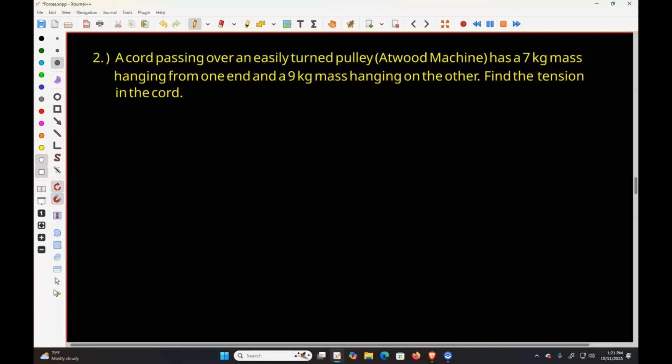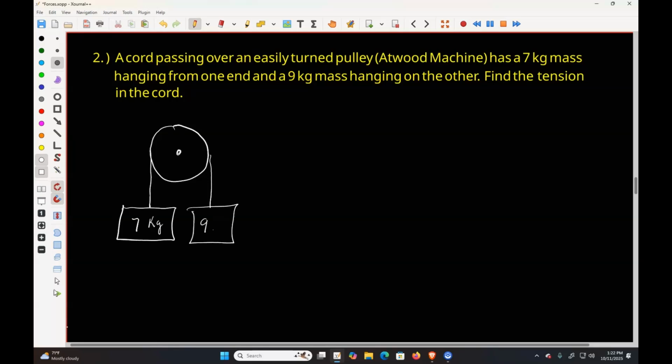In the next problem, I have a cord passing over an easily turned pulley, an Atwood machine. Okay, it has 7 kilograms hanging from one end and 9 on the other one. So I can put my 7 kilograms here, my 9 kilograms here, because I always want my heavy one on the right side, so it will rotate clockwise. So this side will be T minus weight equals mass times acceleration. This side will be weight minus T equals mass times acceleration.